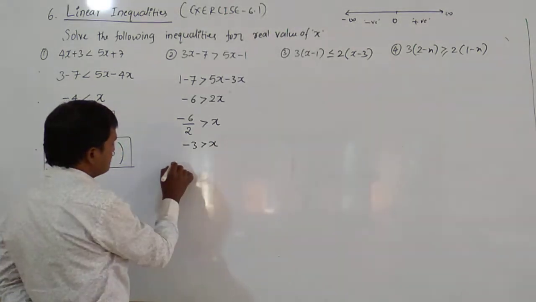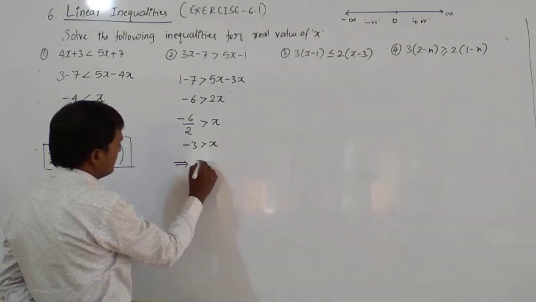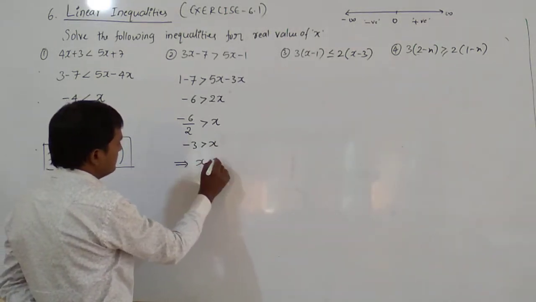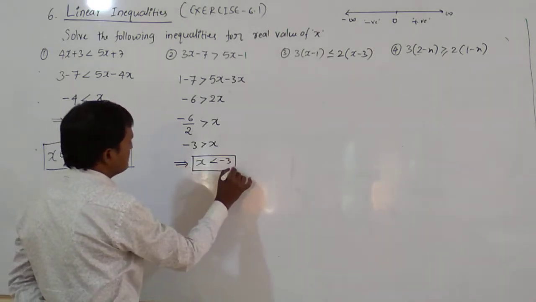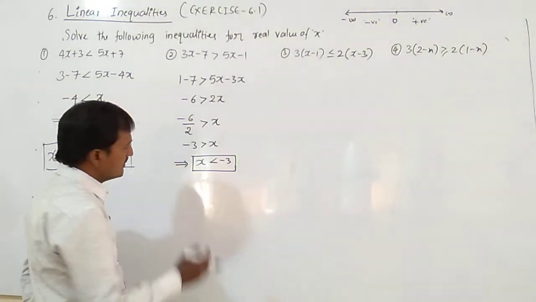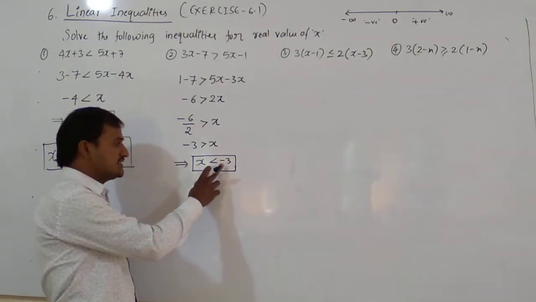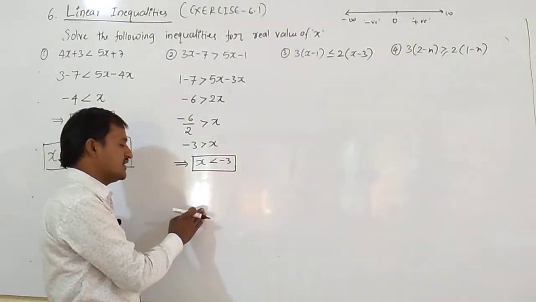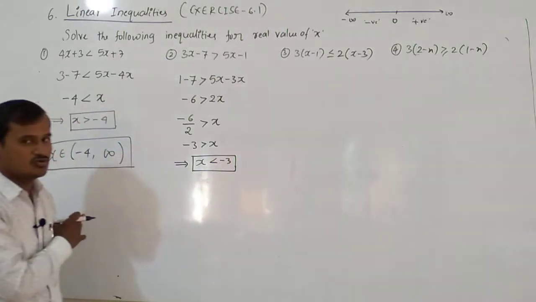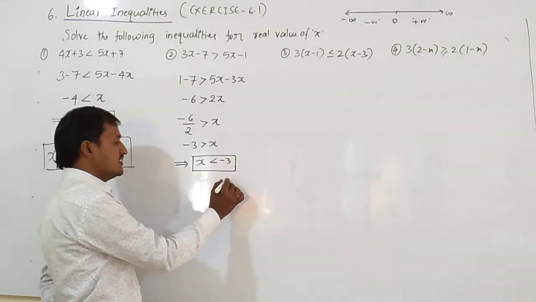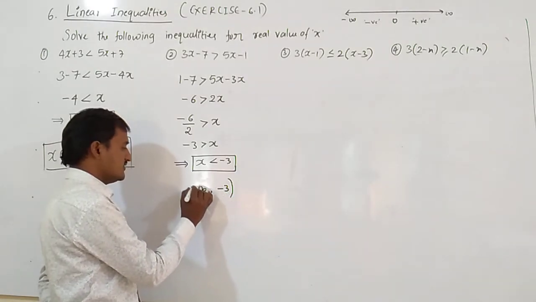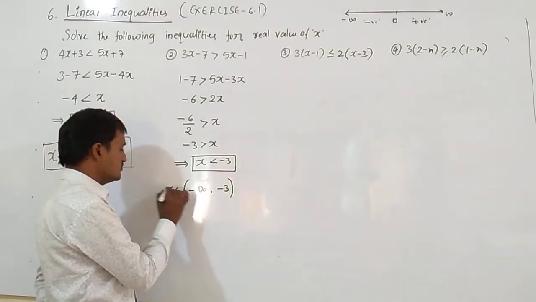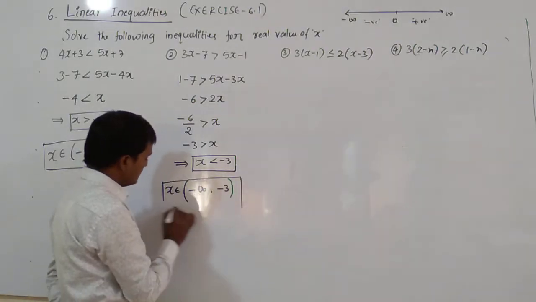Or simply, how can we write this? x less than minus 3, value of x less than minus 3. What are the real numbers less than minus 3? Minus 4, minus 5, up to minus infinity. Here I should write minus 3 to minus infinity. x belongs to this open interval.